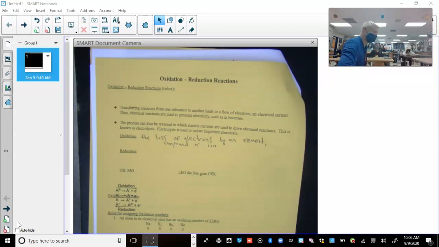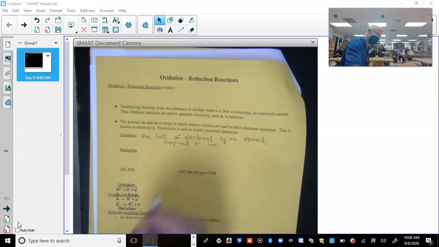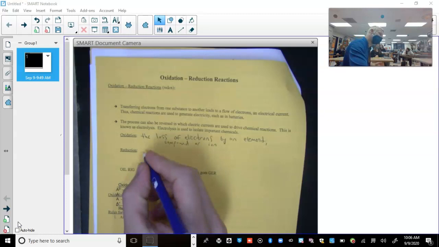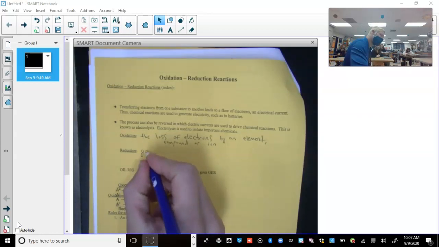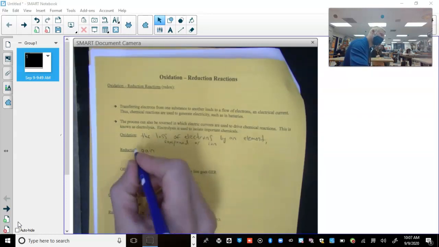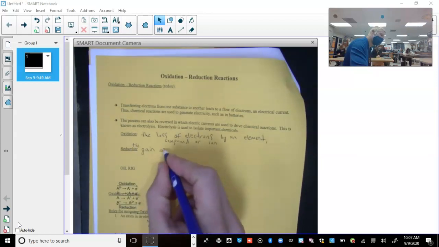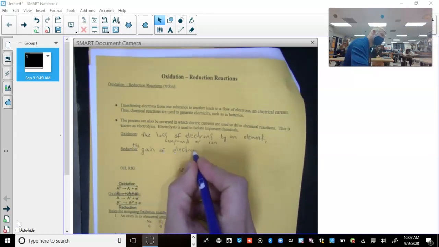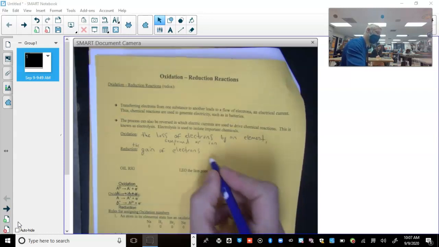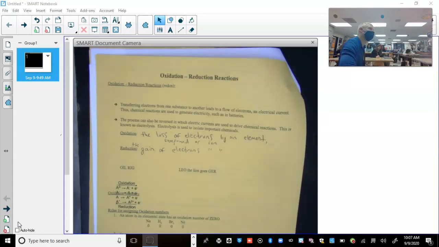All right, then we got reduction. It's virtually the opposite. The gain of electrons by an element, compound, or ion. I'm just going to do those quotation marks. Gain electrons by an element, compound, or ion.